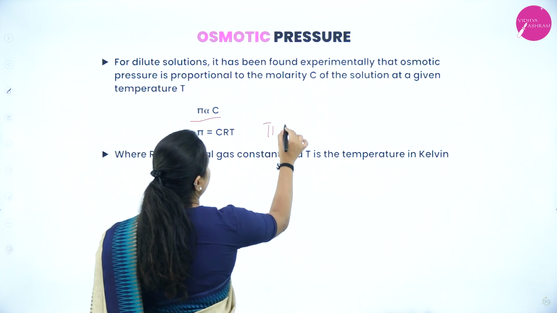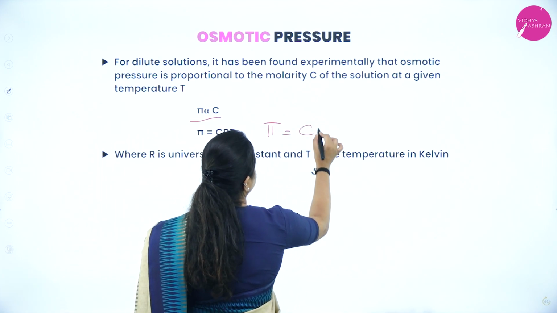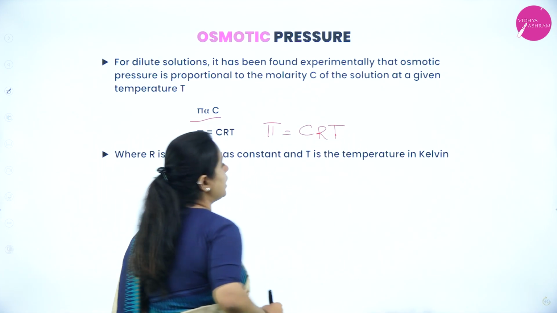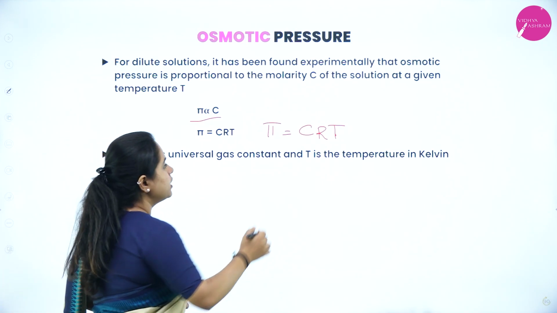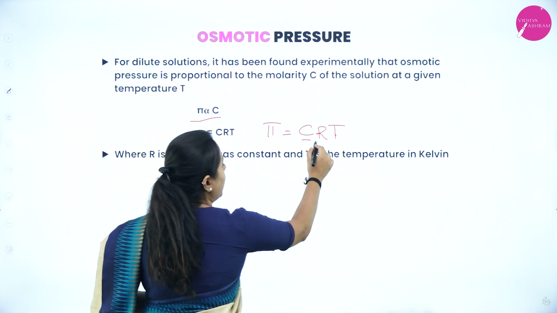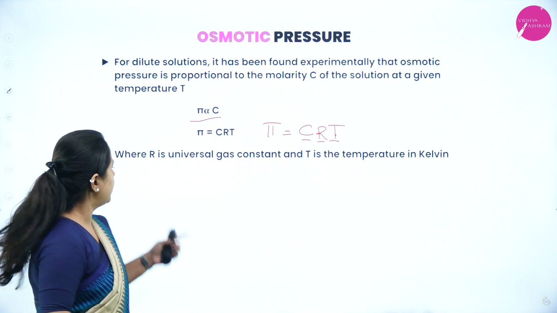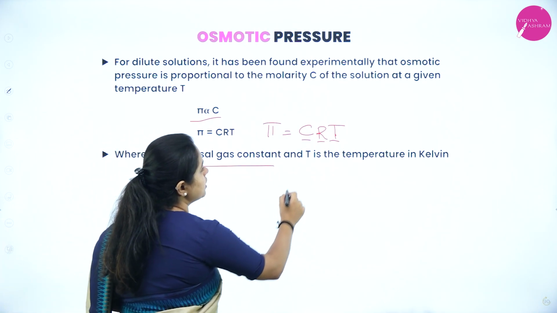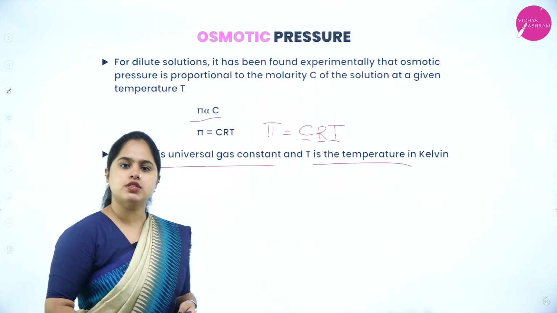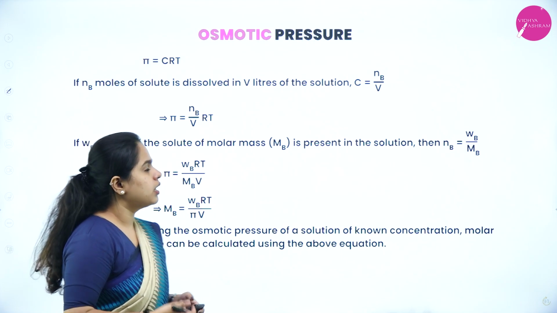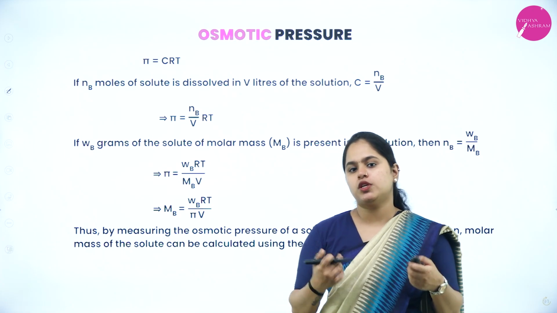So, to remove the proportionality, what do we do? We add a constant. So, pi will be equal to CRT. Pi equals CRT is the equation to find out the osmotic pressure. C is the concentration, R is the universal gas constant and T is the temperature in Kelvin scale. So, pi is equal to CRT. Clear?